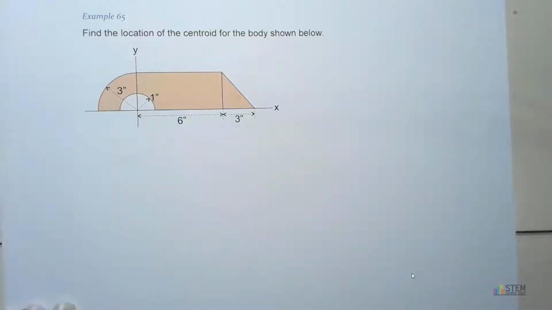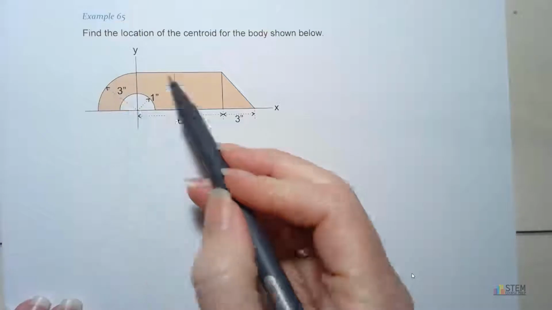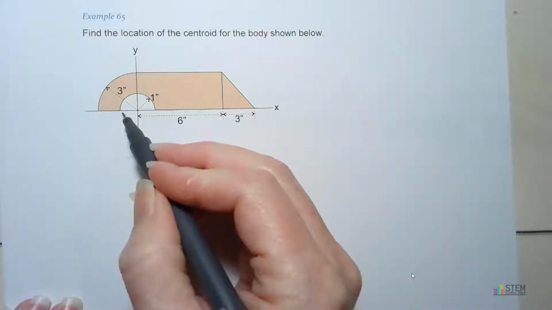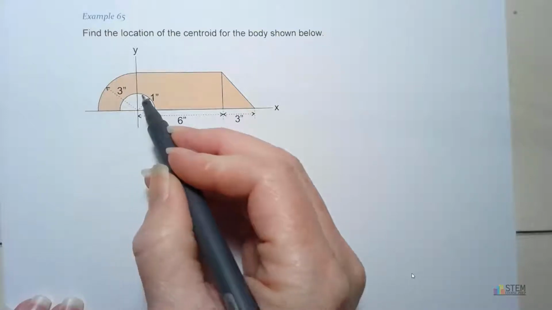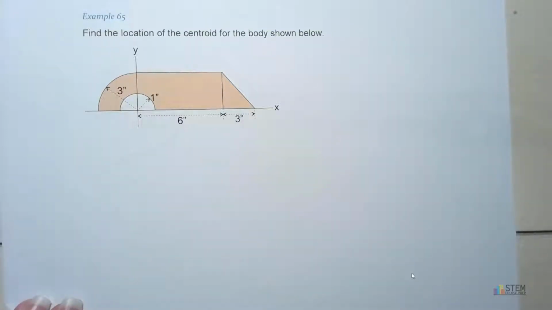Let's go ahead and find the centroid for this body that's shown. Now notice that we've got this orange shaded area, and then here we've got this white area. This indicates that this semicircle is cut out of the shaded area. So keep that in mind.